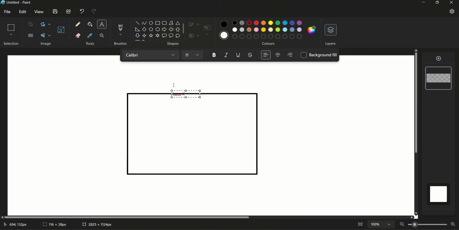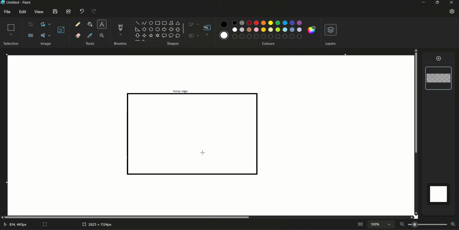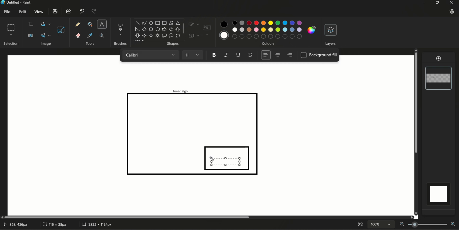This is the HMAC algo, and it is not shown, so I will write HMAC algo on top of it. It internally uses SHA-256, so I will write SHA-256 also. The HMAC algo internally uses the SHA-256 algo.